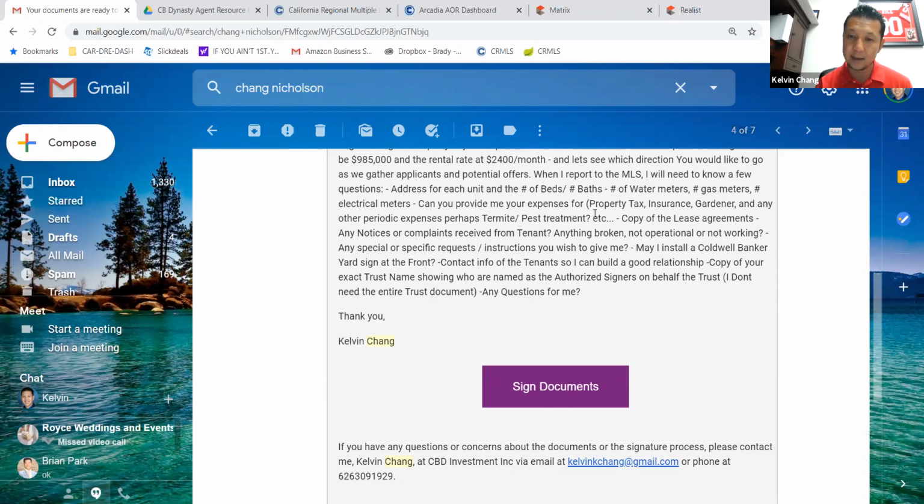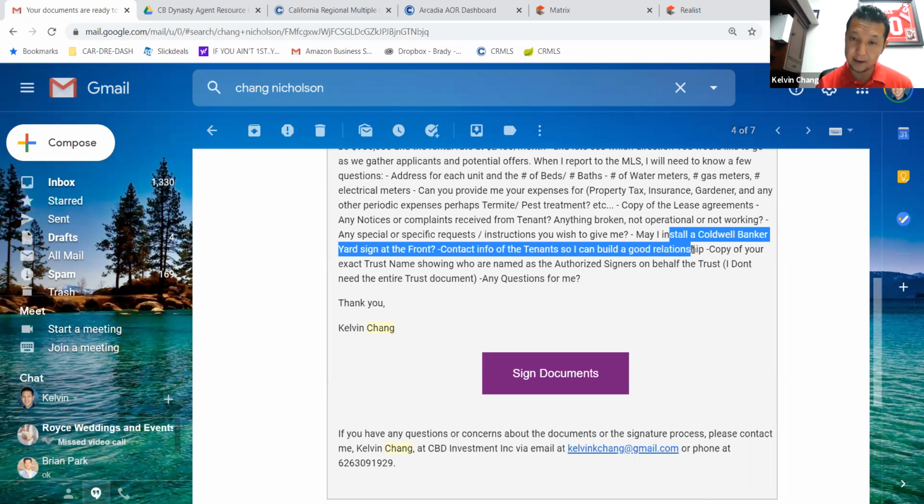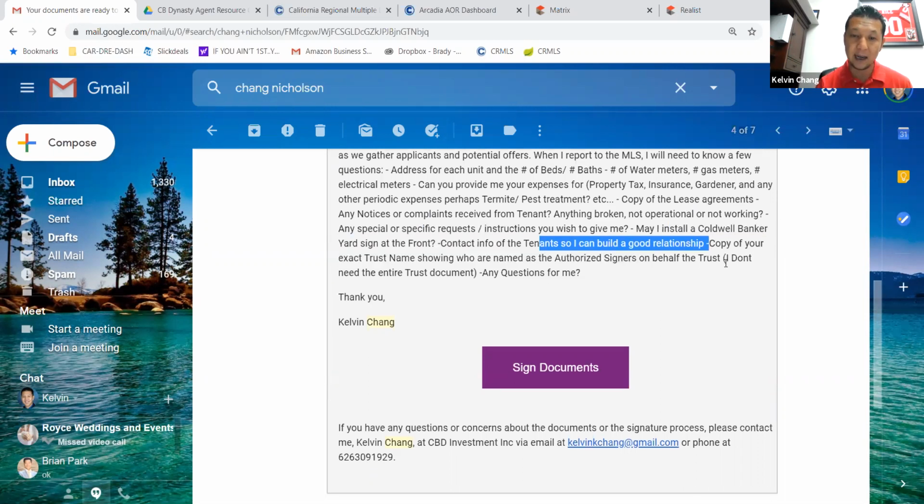Can you provide me your expenses? Other periodic expenses like termite, pest control, copy of your lease agreements, any notices or complaints received from the tenant, anything broken, non-operational, not working that I should be aware of, any special or specific requests, or any special instructions you wish to give me. May I install a Cowabanka yard sign at the front? Can I have the contact info of the tenant so I can build a good relationship? Can I have a copy of your exact trust name showing me who are the authorized signers on behalf of the trust? Any questions for me?